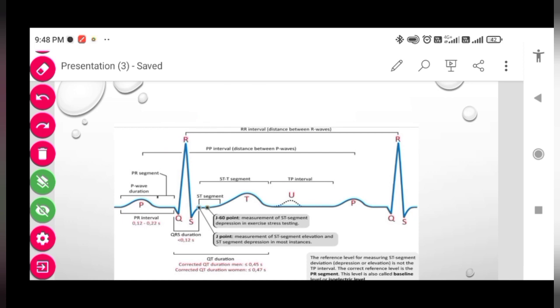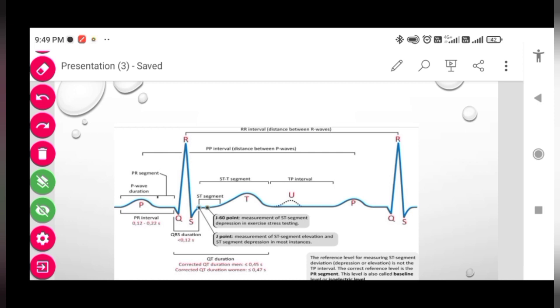And what does the ST segment represent on the ECG paper? The ST segment is the segment between the QRS complex and the T wave, and again it is a straight line. It represents the time lapse between the depolarization and repolarization of the ventricles. As you can see here, this is the ventricular depolarization and this is the ventricular repolarization, and in between there is no electrical activity, and it is represented on the graph paper as the ST segment.